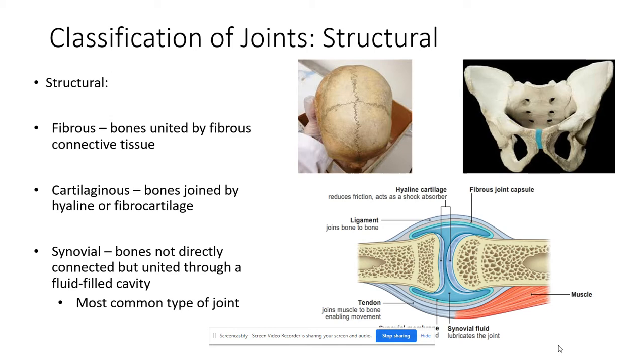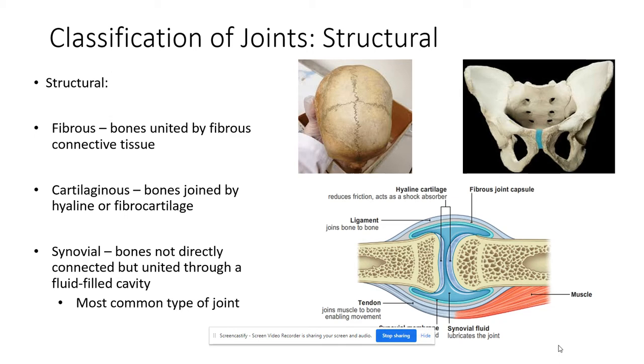All right, so looking at classifications of joints, we're going to be looking at two types or two classifications, structurally and functionally. We're going to start with structural classifications first. Structural classification focuses on the material that binds together and whether or not there's a joint cavity present. So the three structural categories of joint classification, first are fibrous, second is cartilaginous, third is synovial.